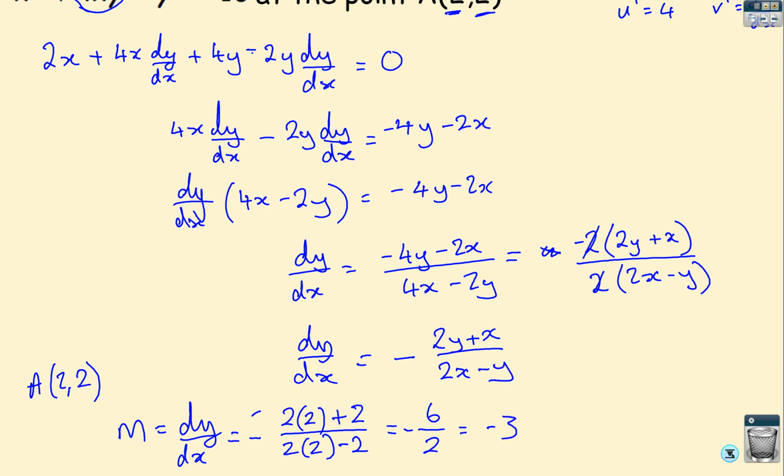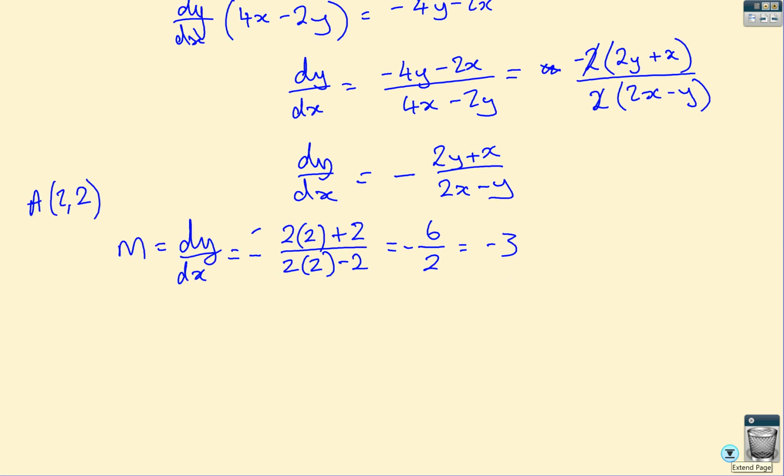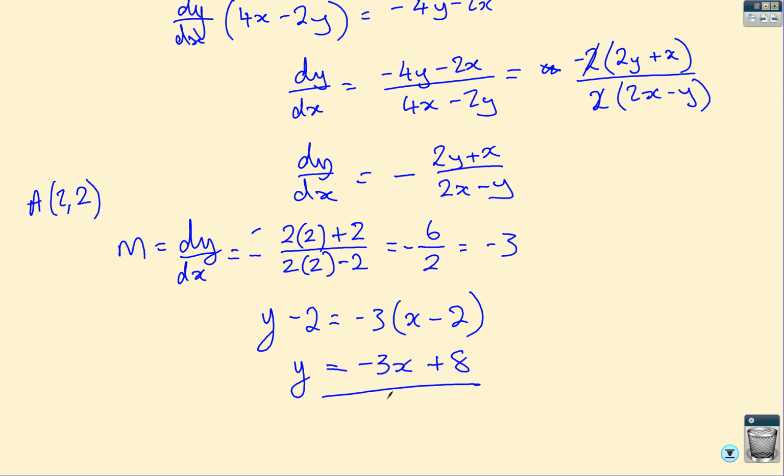Okay, so we've got m equal to minus 3, we've got the point 2, 2, so straight line equation from Higher, y minus 2 equals minus 3, x minus 2, and take it there, so you'll simplify this, minus 3x plus 6 plus 2, plus 8, there we are, job done. Okay, so that's our implicit differentiation process, folks.